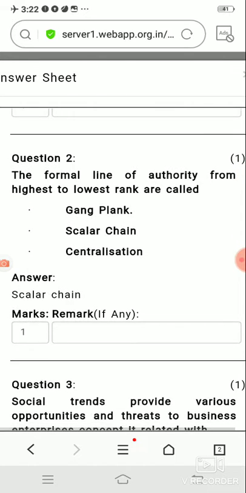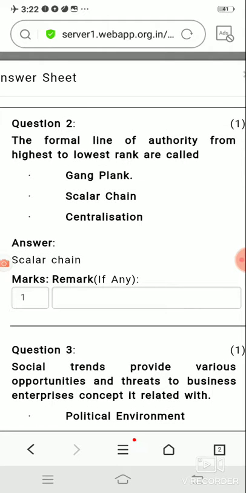So let's start the second question. The second question is: the formal line of authority from highest to lowest rank is called gangplank, scalar chain, or centralization. This question is saying that if the authority is moving from highest to lowest rank, highest to lowest means top to bottom, so what do we call this formal line? We call it the scalar chain system. In the scalar chain system, the authority, or we can say the power, moves from top to bottom.